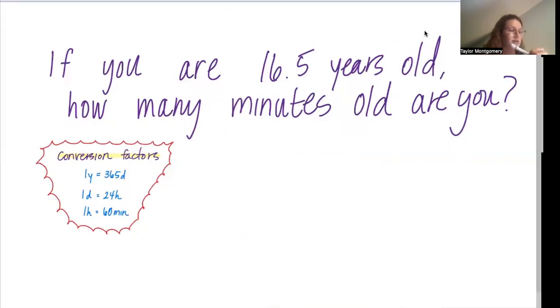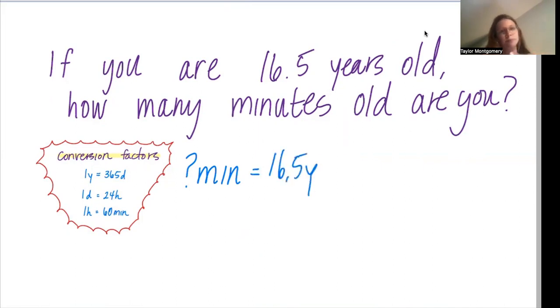So what we're going to start with is what we want to find. How old are you? How many minutes old are you? So how many minutes? You don't really have to write minutes old are you. Don't waste your time. How many minutes is equal to 16.5 years? That's what we're given. All right, now we need to use all of these conversion factors, but we're going to use one at a time. Because remember, this can get a little bit complicated.